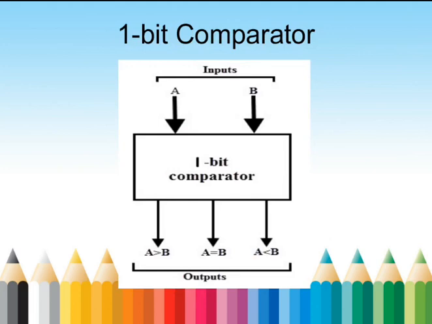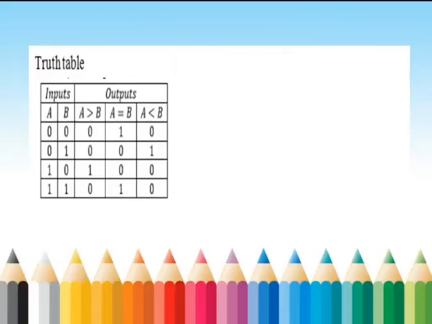In the given combinational digital circuit, it consists of two input variables A and B, and it produces three different outputs: A greater than B, A equal to B, A less than B. So we may express this in a truth table. Since we are using two 1-bit numbers, it will have 4 entries in the truth table: 0 0, 0 1, 1 0 and 1 1. On comparing A and B, we provide these three different outputs.